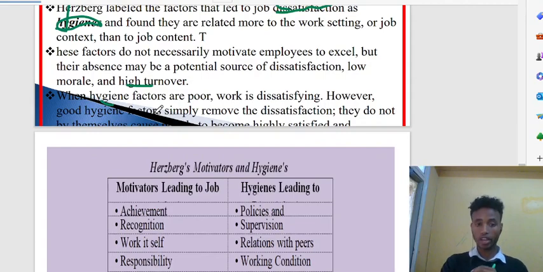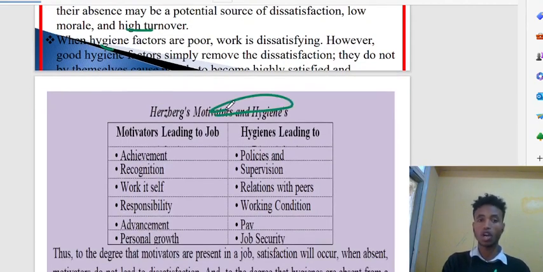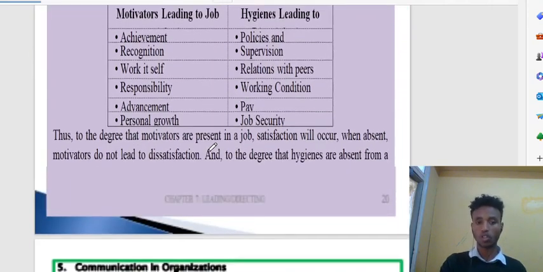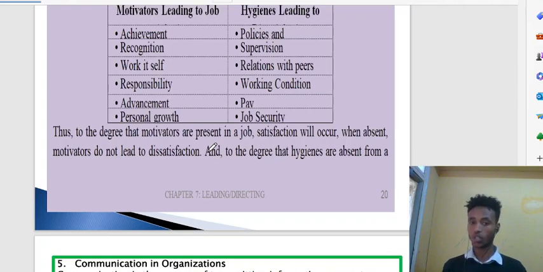In Herzberg's theory, motivators lead to job satisfaction: achievement, recognition, the work itself, and responsibility are the motivators. Hygiene factors are policy, supervision, working conditions, pay, and job security. Job satisfaction will occur depending on the degree of motivators present, while the absence of motivators does not lead to dissatisfaction.